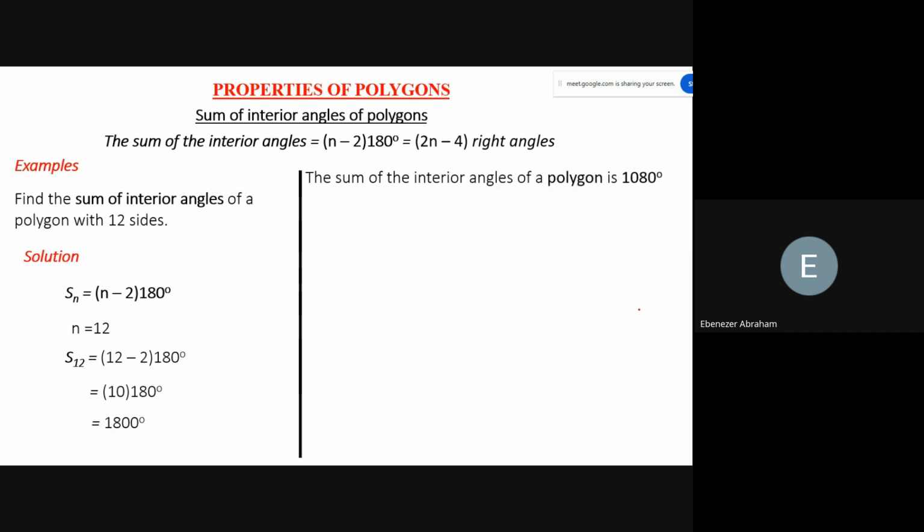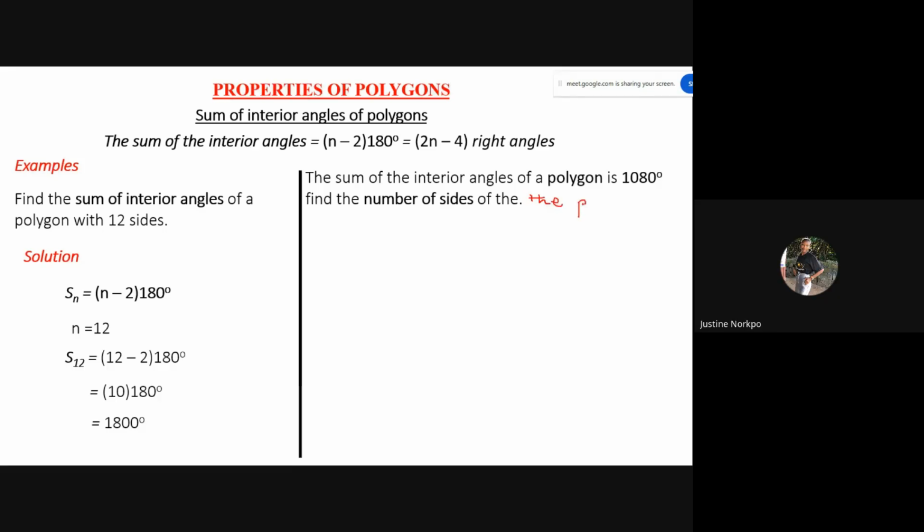Read this one. Justine, read. The sum of the interior angles of a polygon is 1,080 degrees. Find the number of sides of the polygon.